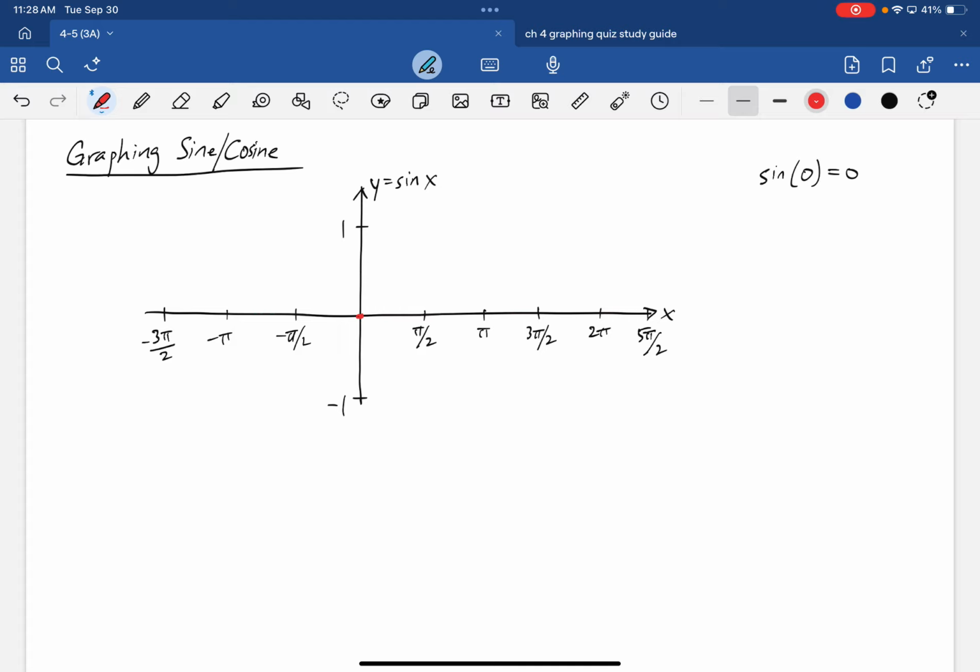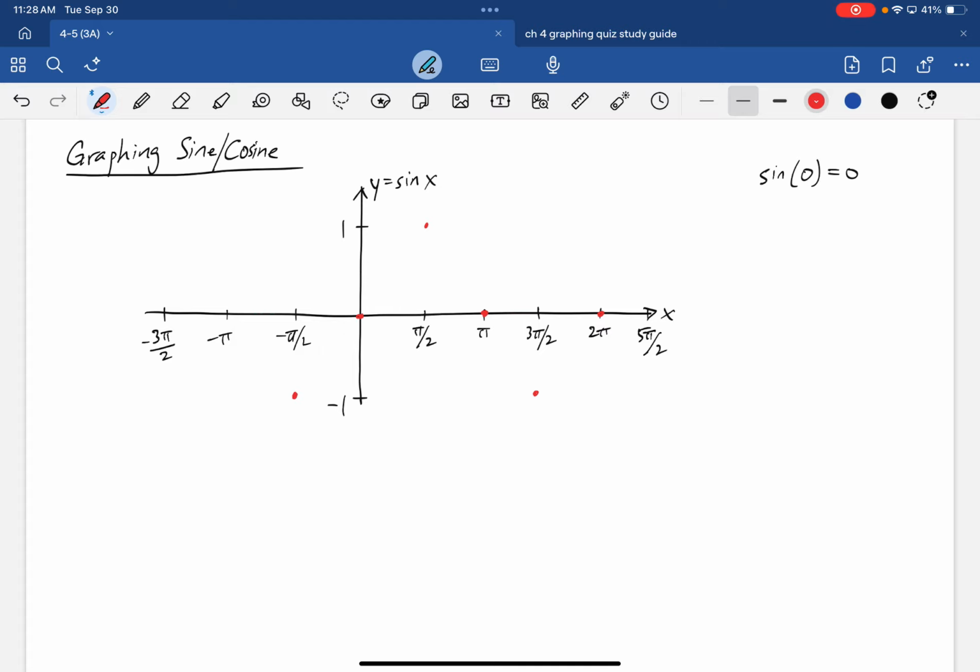So sine pi over 2 is, anybody? 1. Okay, no more degrees in this class, please. Sine pi is 0. Sine of 3 pi over 2 is -1. And sine of 2 pi is 0. You guys can confirm this at home in your free time.